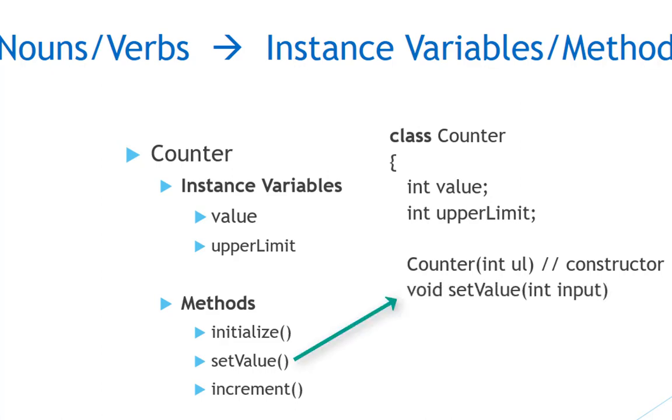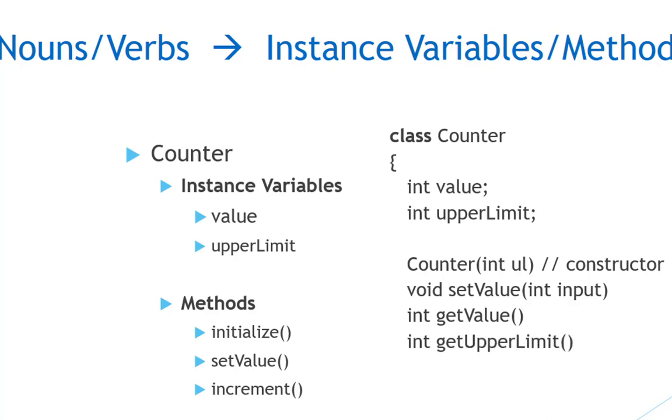We'll provide a setValue method that takes one integer input to set the value of the counter. We will also provide a getValue. Even though we didn't list that as a method from the narrative, we know that it's important to provide set and get methods for our variables. We'll provide a getUpperLimit method, but not a setUpperLimit. We will take that initial upper limit value and use that to construct the counter.